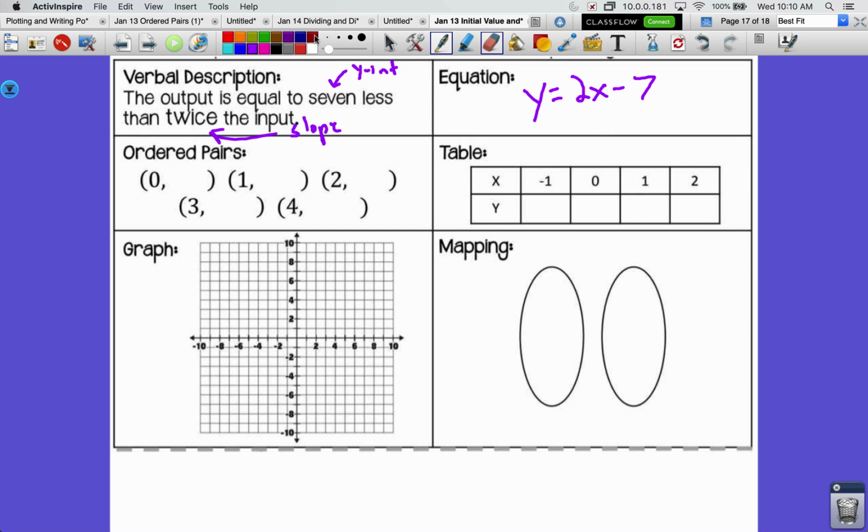Now let's apply that to some different inputs. So 2 times 0 minus 7 would be negative 7. And then as we increase, we'll go up by 2, so this would be negative 5, negative 3, negative 1, 1. Again, let's double check with 4. 7 less than twice the input. So twice 4 is 8. 7 less than that is 1.